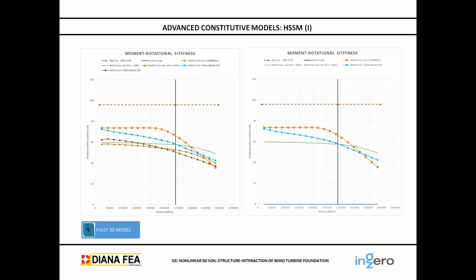And here, a full 3D model, but using advanced constitutive models, which is a hardening soil small strain. Okay, here in the graphs, the orange one is the model with spring elements. Maybe you can see the one on the right side, which is the hardening soil. The blue one is the hardening soil with a hard terrain, and the green was the Mohr-Coulomb.